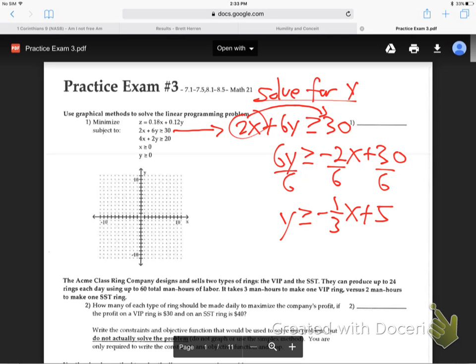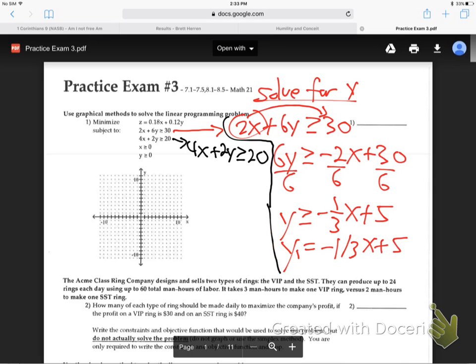And so you could go ahead and type that into your graphing calculator if you want. It'd be a good idea. Put in y1 is minus 1 divided by 3 x plus 5, if you have the graphing calculator. And then let's do the other one here: 4x plus 2y greater than or equal to 20. Jump the 4x to the other side.